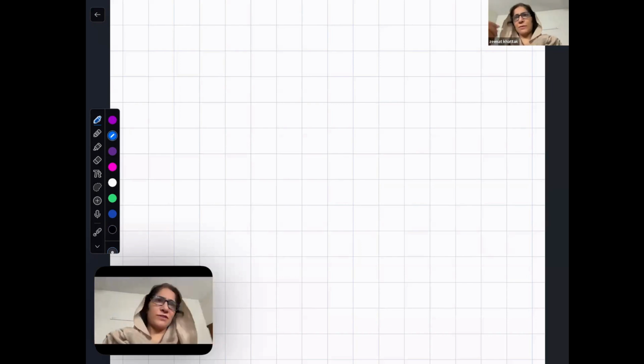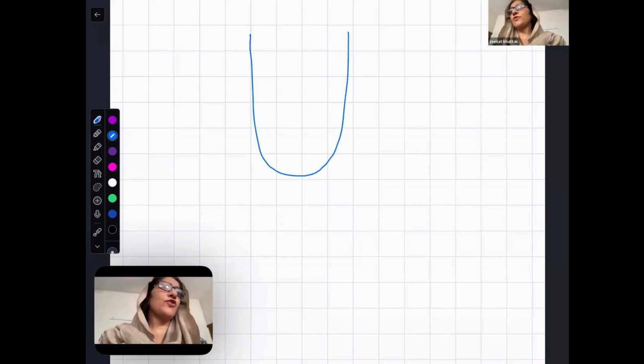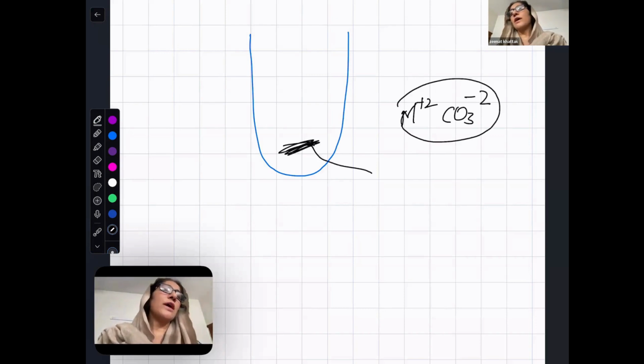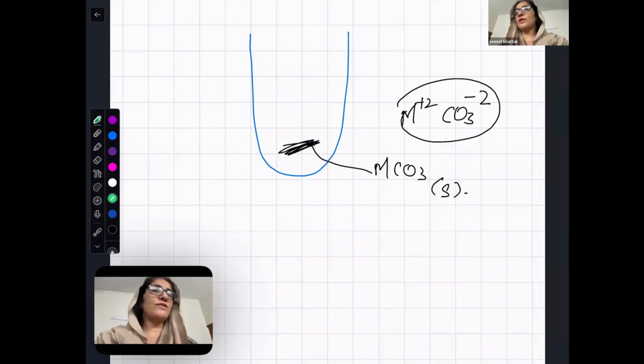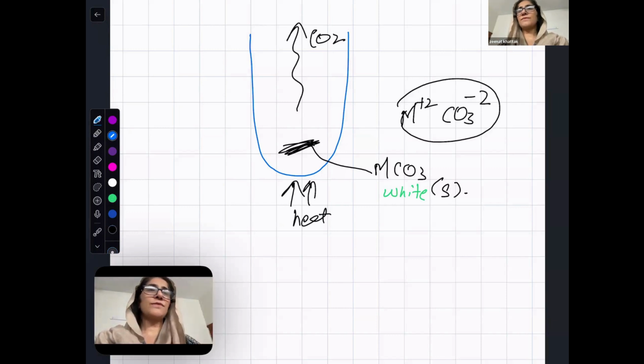If I'm explaining the thermal stability of carbonates, you take any carbonate of group 2. The group 2 elements have a charge of plus 2. The carbonate has a charge of minus 2. So the formula is M carbonate, a white solid. You are heating this strongly. When you are heating, it will break. The carbon dioxide will go out, and the metal oxide is left, a white solid remains.